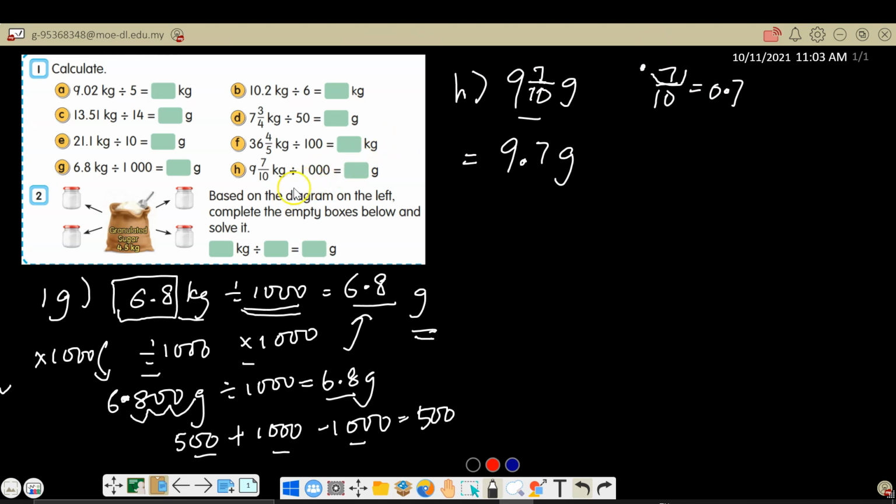Just copy the question. Why? Because divide 1000 and then times 1000. This is the same like question G. So we just change the fraction to decimal point. 7 over 10 is 0.7. So you get 9.7 gram.